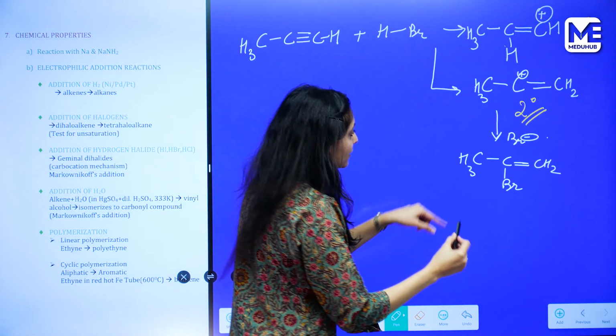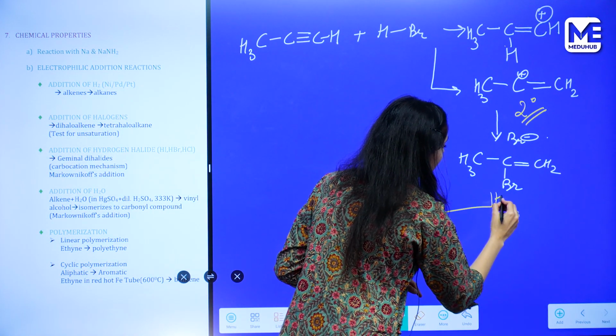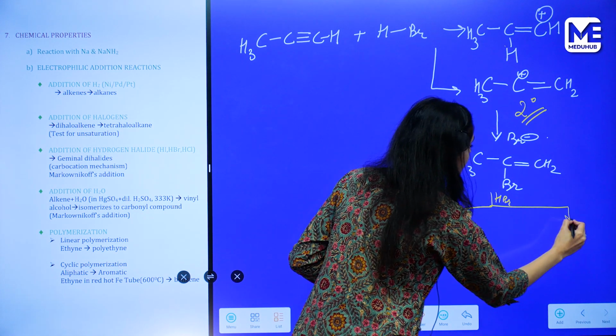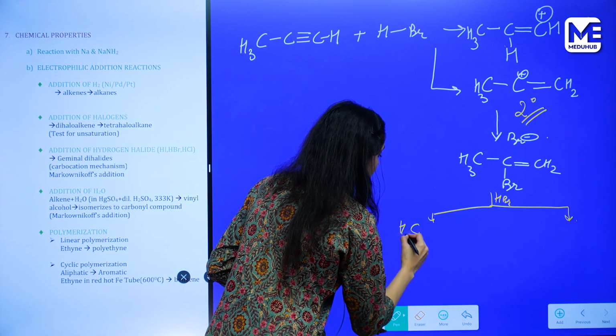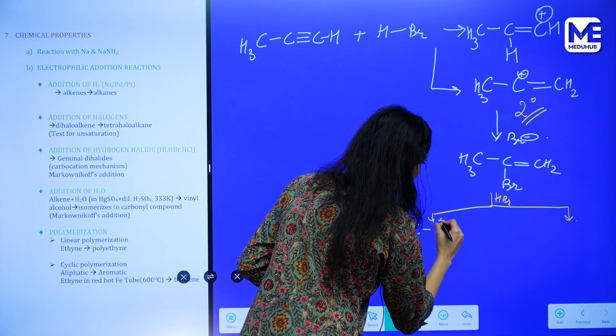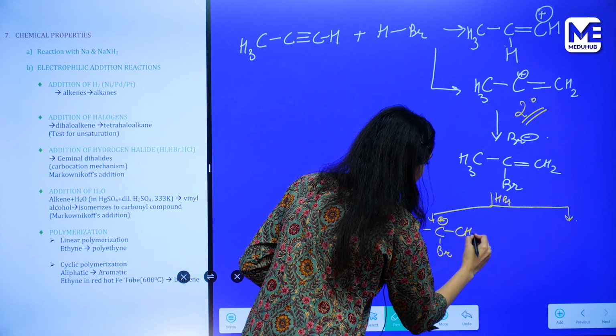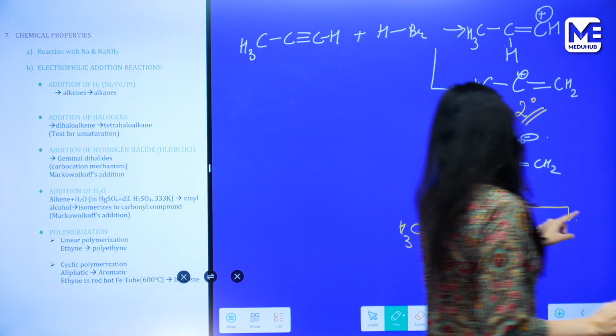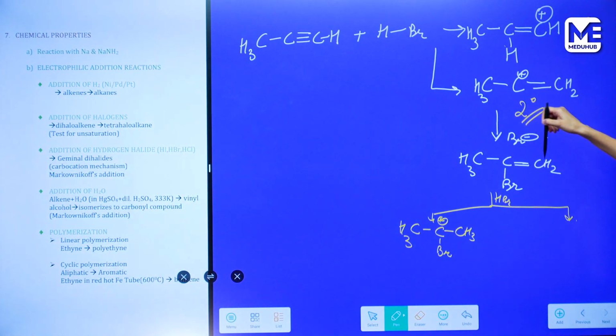And further another molecule of HBr will attack. First protonation will take place. CH3, C, Br, CH3. In this protonation, again, there is a choice. Either protonation can take place on this carbon or this carbon.